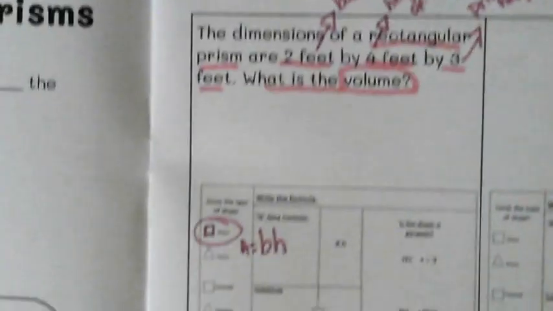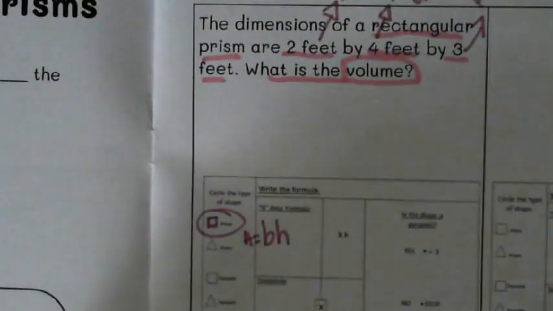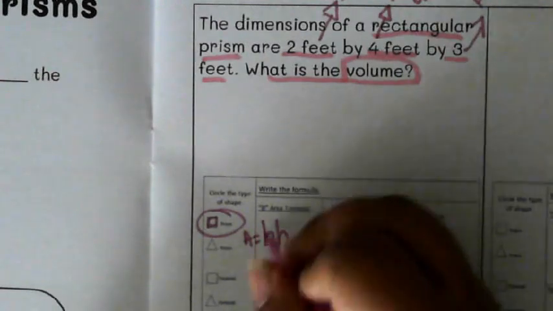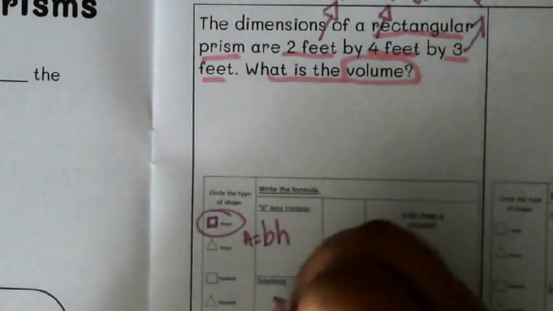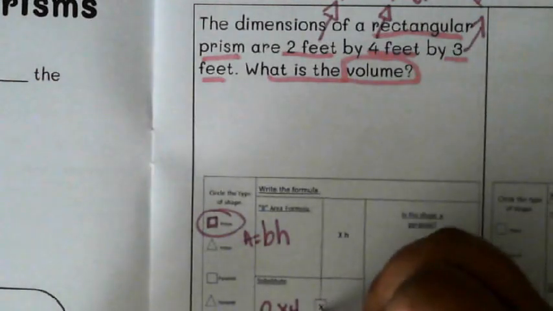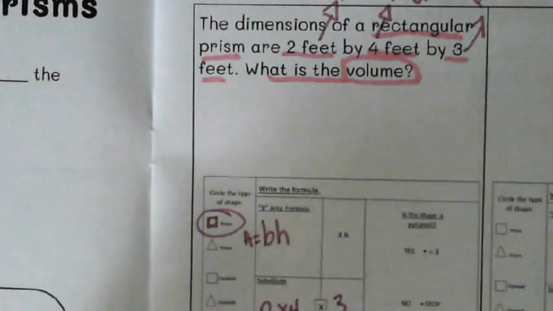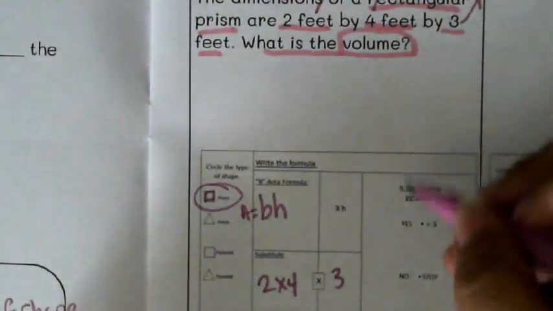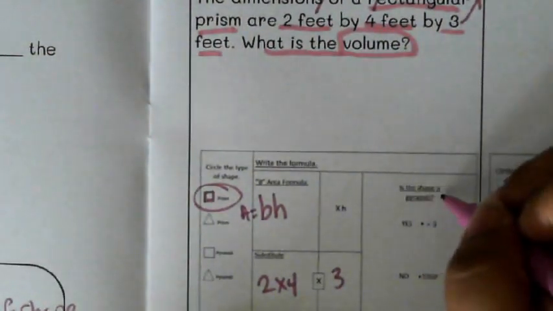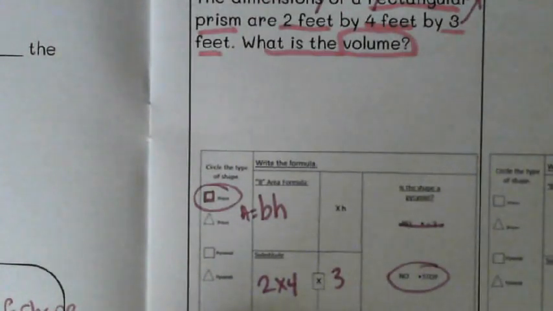So let's come over here. We're going to fill things in that we need to fill in, okay? So here, the substitution of BH is going to be 2 times 4, and we're multiplying all of this by the height of the prism, which is going to be 3, okay? Now, it's asking us here, is this a pyramid? No, it's not. It means that we are not going to be dividing by 3, okay?